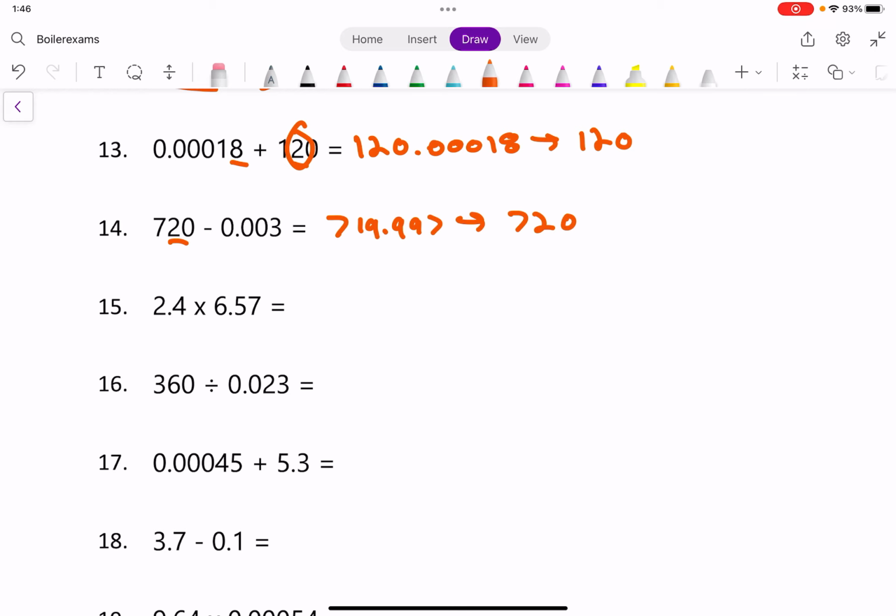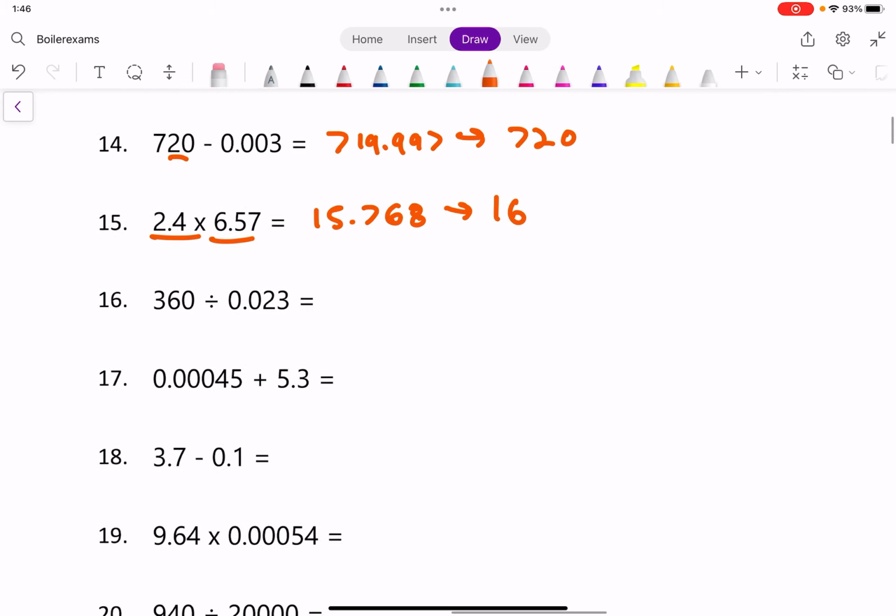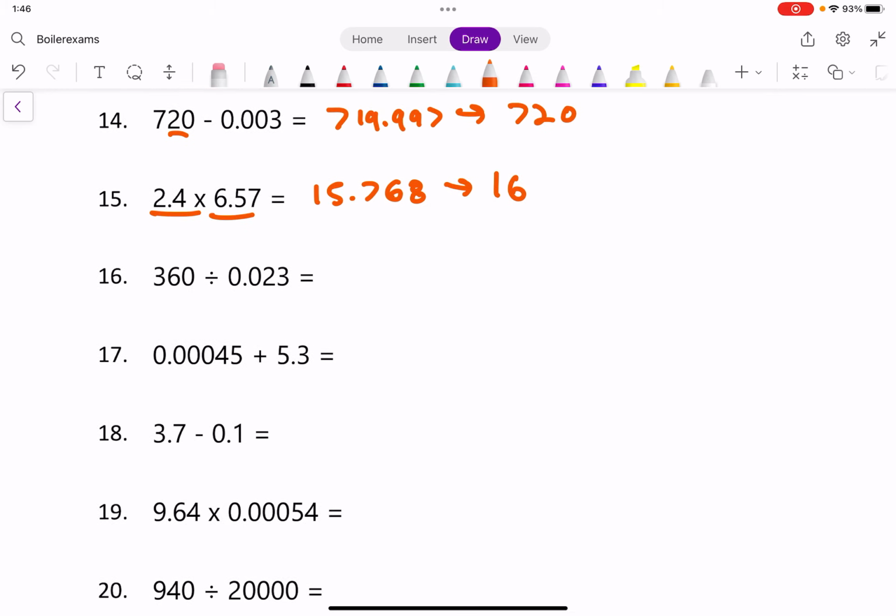2.4 times 6.57. You get 15.768. We're going to round to the lowest number of sig figs. This has 2, this has 3. Round to 2 sig figs. 16. 360 divided by 0.023. I get, oh, that's not right. Wait, no, that is right. I get 15,652.17. This has 2 sig figs. This also has 2 sig figs. Round to 2 sig figs. I get 16,000.